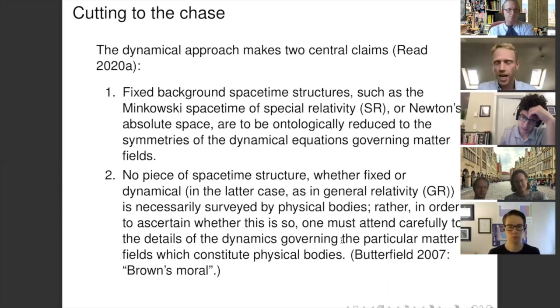You can't just ab initio declare that this piece of space-time structure will be surveyed by matter. In order to figure out whether that's the case or not, you have to look at the details of how that matter is working. So this is what Butterfield, in a nice 2007 paper on the dynamical approach, which in my opinion should be read more, people tend to forget about this one, calls Brown's moral. And we'll talk about that a lot as well.